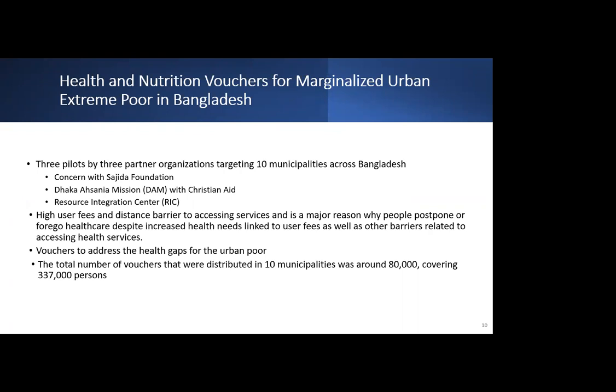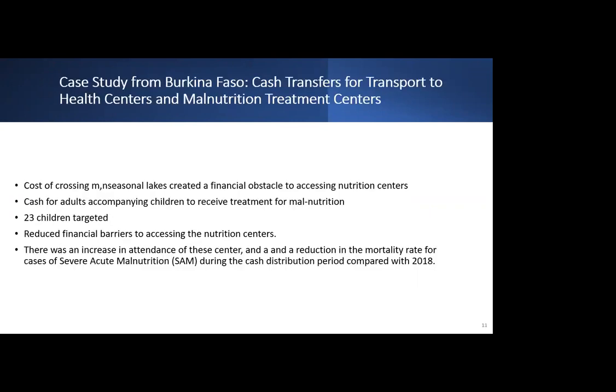And then finally, the last case study from Burkina Faso. Next slide, please. It was to address, so it's more related to physically accessing nutrition centers for children. So the cash was provided to adults to accompany these children to receive treatment for malnutrition. So 23 children were targeted.